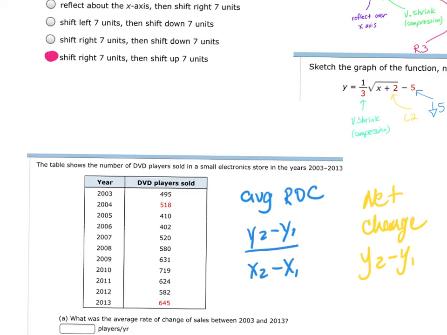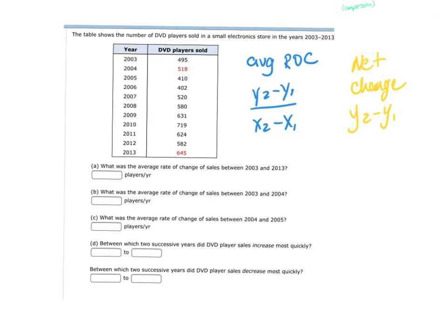So if you look at these first three questions, A, B, and C, they're all asking for the average rate of change. This is your X column. This is your Y column. So if they want to know the average rate of change between 2003 and 2013, they're giving you two ordered pairs. 2013, what was the Y value? How many DVDs were sold in 2003?